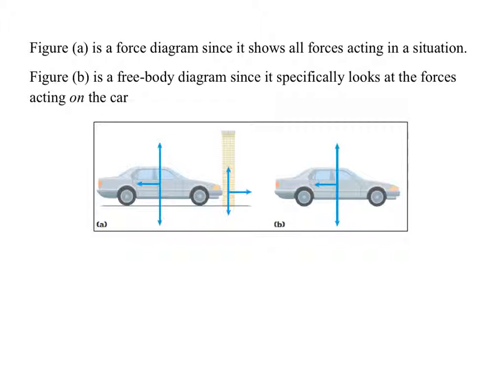Now, figure B is a free body diagram. Figure A was a force diagram. It's all the forces in figure A. Figure B is like this. We want to analyze the car and look at its motion, not the wall. So we simply draw the car, and all the forces acting on it.